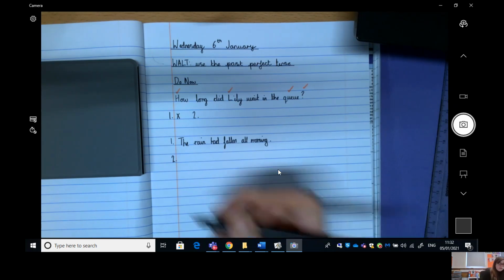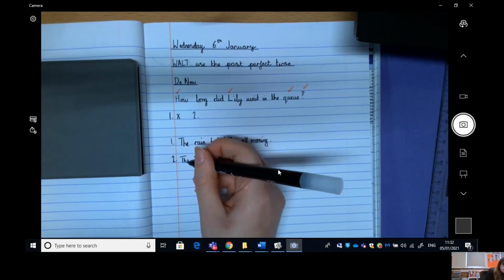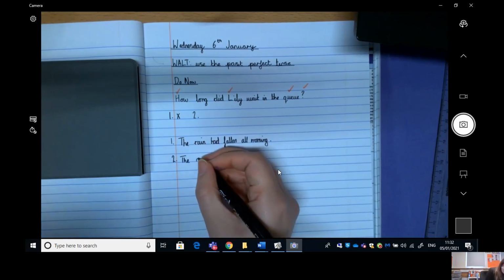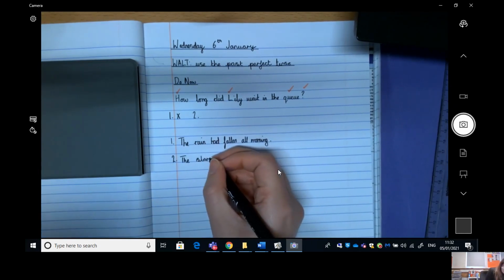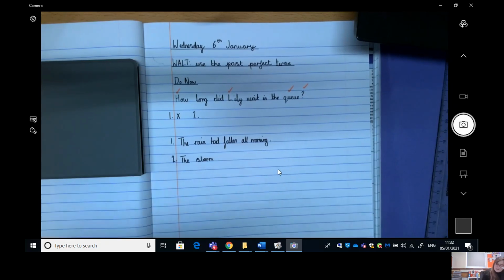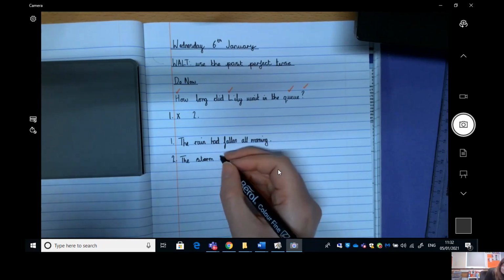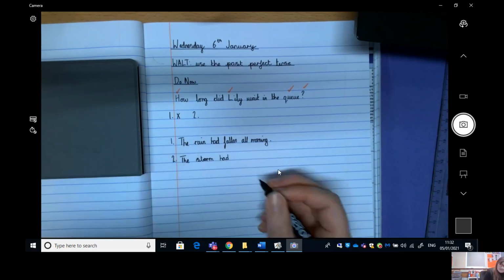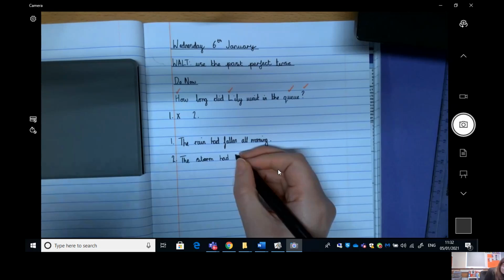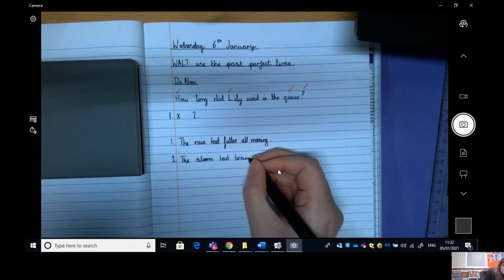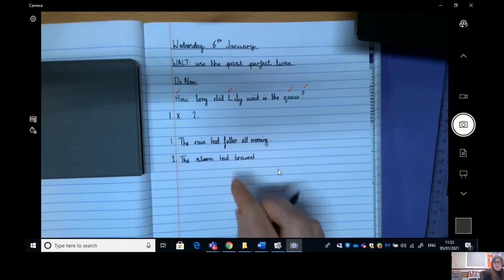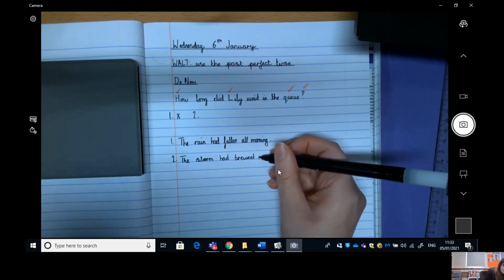So I might want to start my sentence with that again. You can be much more exciting than I am. I'm keeping it fairly simple. I do apologise, my handwriting is not looking great today, is it? The storm, I've got my noun, so I want to think about using my had, and the had brewed. So my verb here, this is a regular verb, so I don't need to worry about changing this one too much. The storm had brewed, and I'm going to use since.